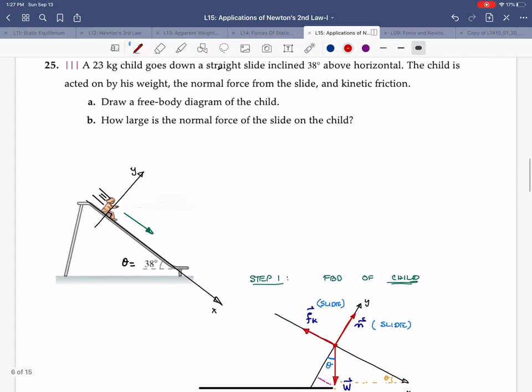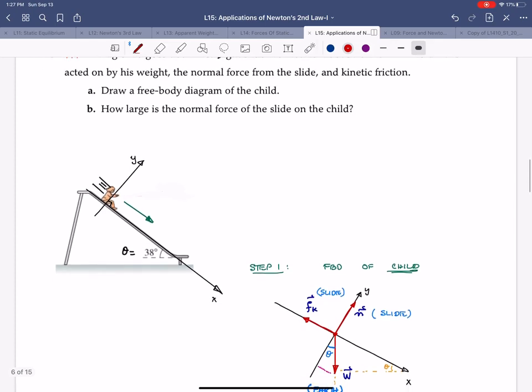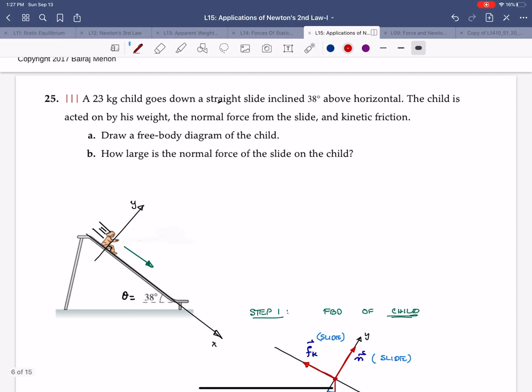Let's look at a few problems now, and let's start with this one here. We're talking about a child sliding down a 38-degree incline, and the question being asked is to draw a free body diagram of the child and also figure out the normal force that is acting on the child. Now, here is a situation where the motion is taking place along an incline. And as I had mentioned, that's the direction of the incline.